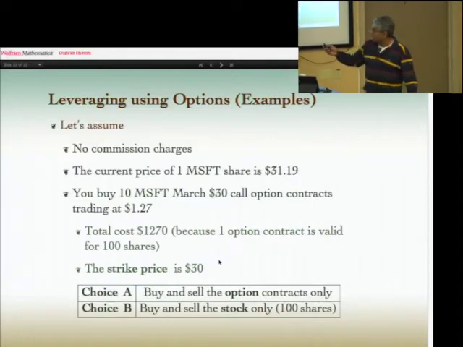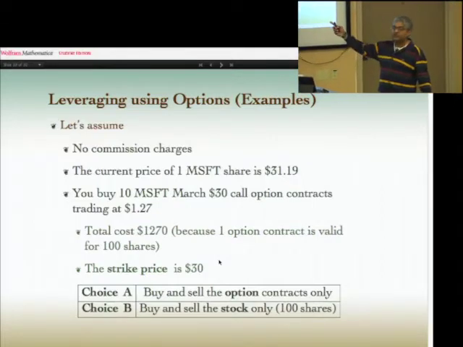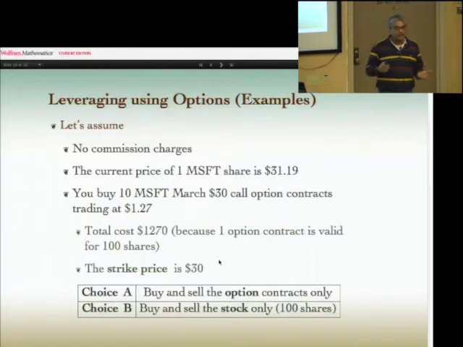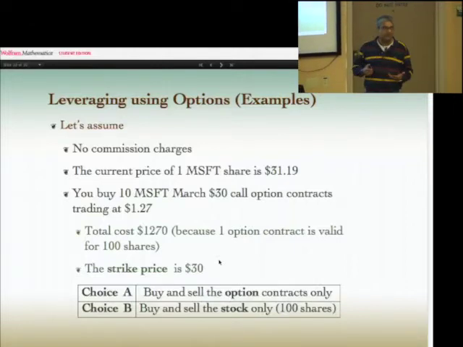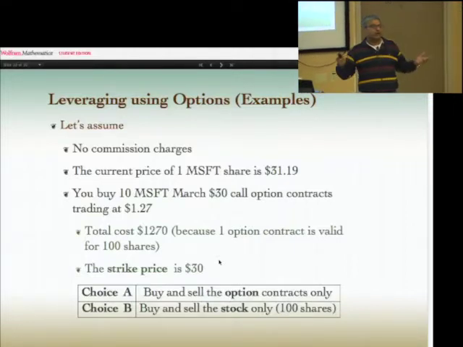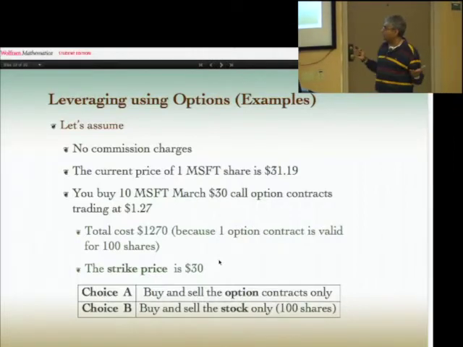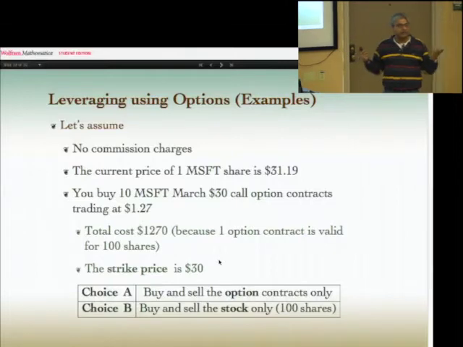Alrighty. So choice A is buy and sell the options contracts only, and choice B is buy and sell the stock only. So choice A is the leveraging choice, and choice B is the straight-up stock purchase, which we all understand fairly well by now. So we simply buy 100 shares of the underlying Microsoft.